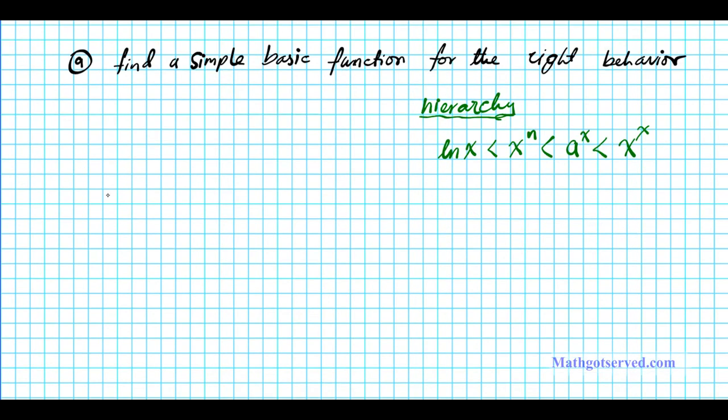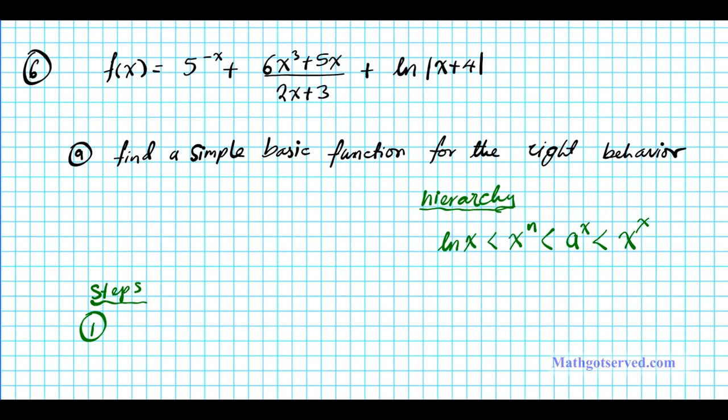Now let's also note the steps. The steps for finding the end behavior model are as follows. So first of all, you're going to take the limit as x approaches infinity of each addend. Okay, so find the limit as x approaches infinity of each addend function.